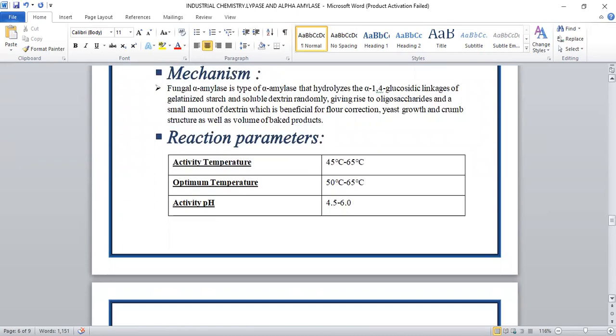Moving towards the mechanism, fungal alpha amylase is a type of alpha amylase that hydrolyzes the alpha 1,4 glucosidic linkages of gelatinized starch and soluble dextrin randomly, giving rise to oligosaccharides and a small amount of dextrin, which is beneficial for flour correction, yeast growth, and crumb structure, as well as volume of baked products.